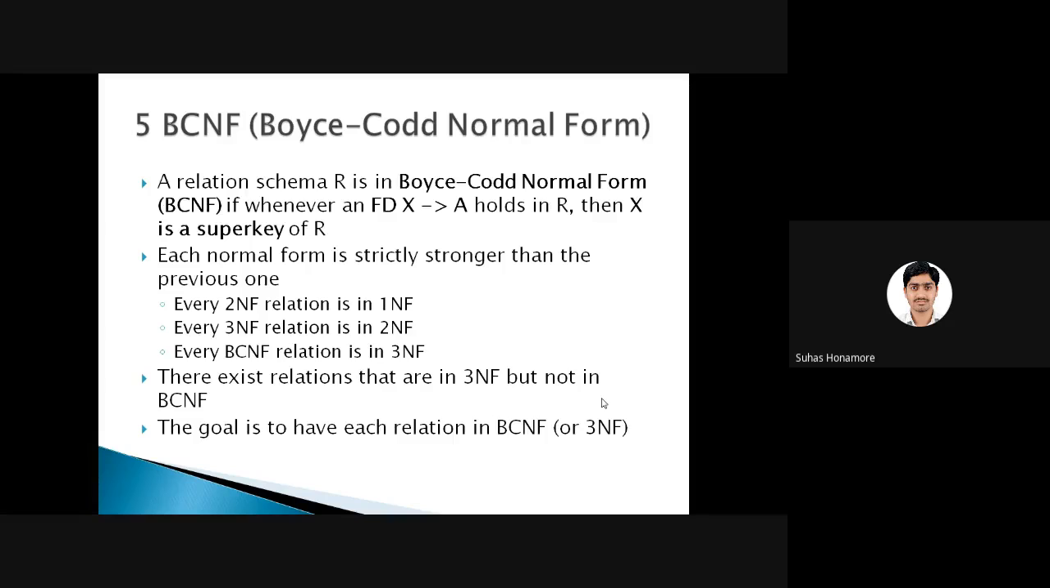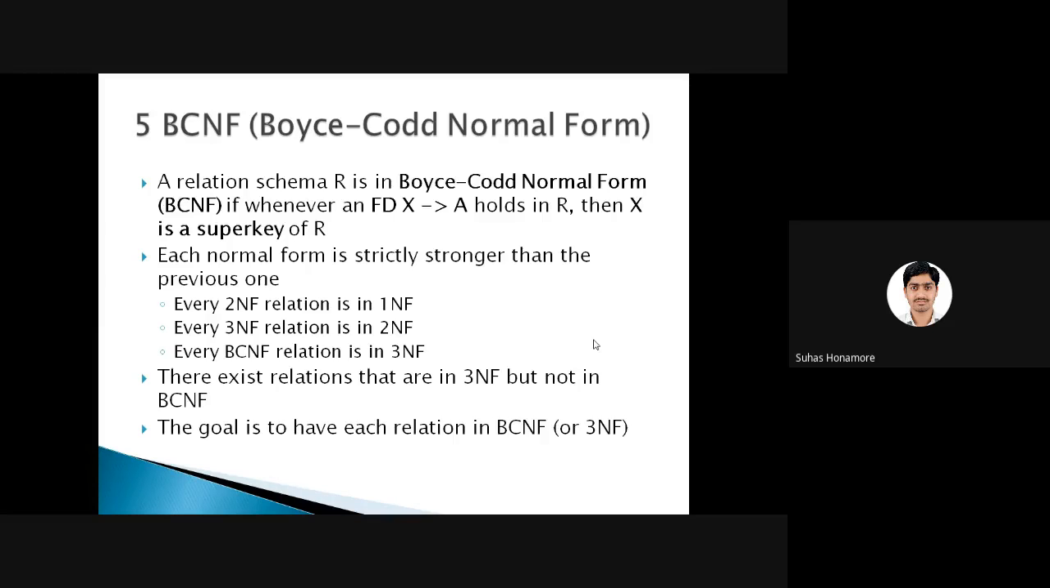Hi all, we start with a new topic, that is BCNF, Boyce-Codd normal form. Already we have studied 1NF, 2NF, 3NF. So it's almost the same type as that of 3NF. BCNF is almost the same as 3NF, but a little bit stricter than 3NF.